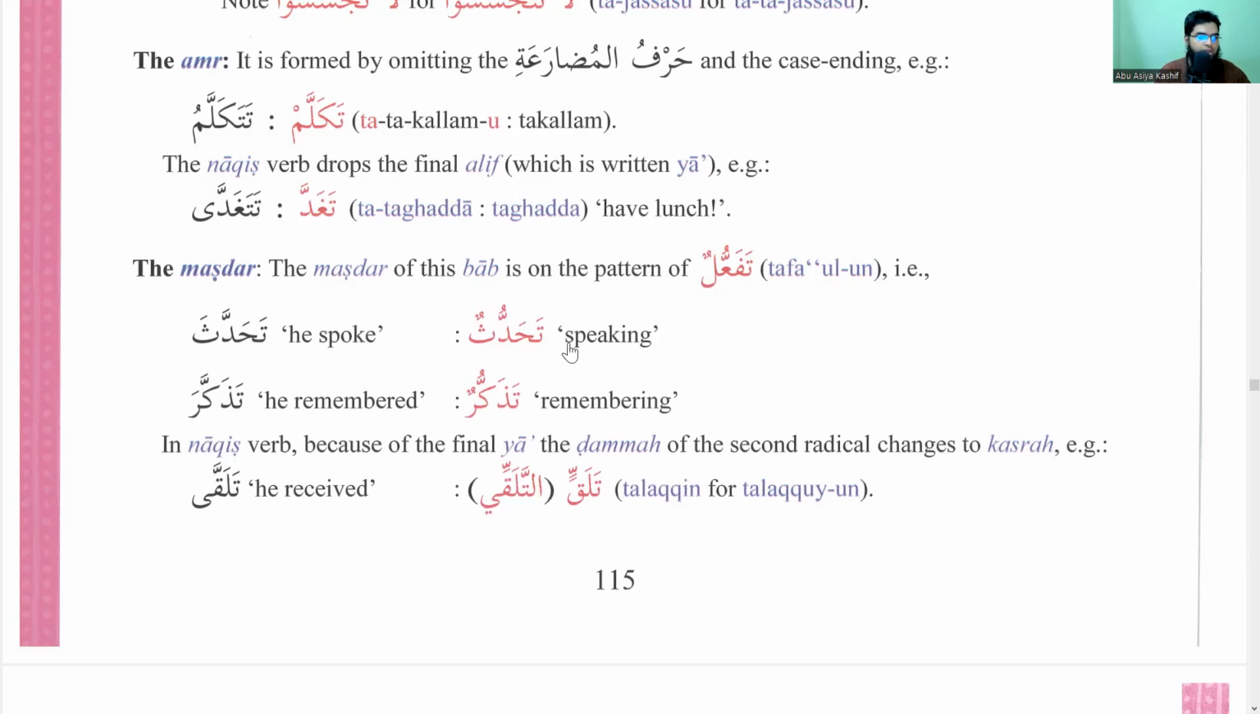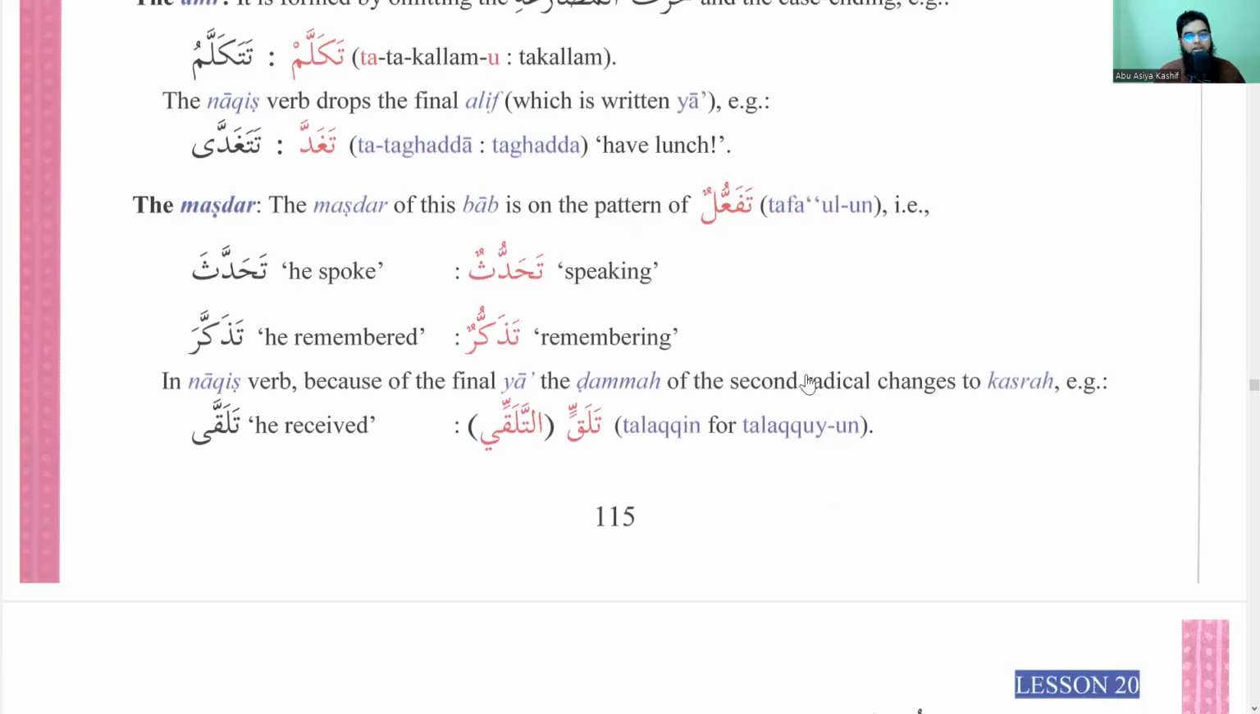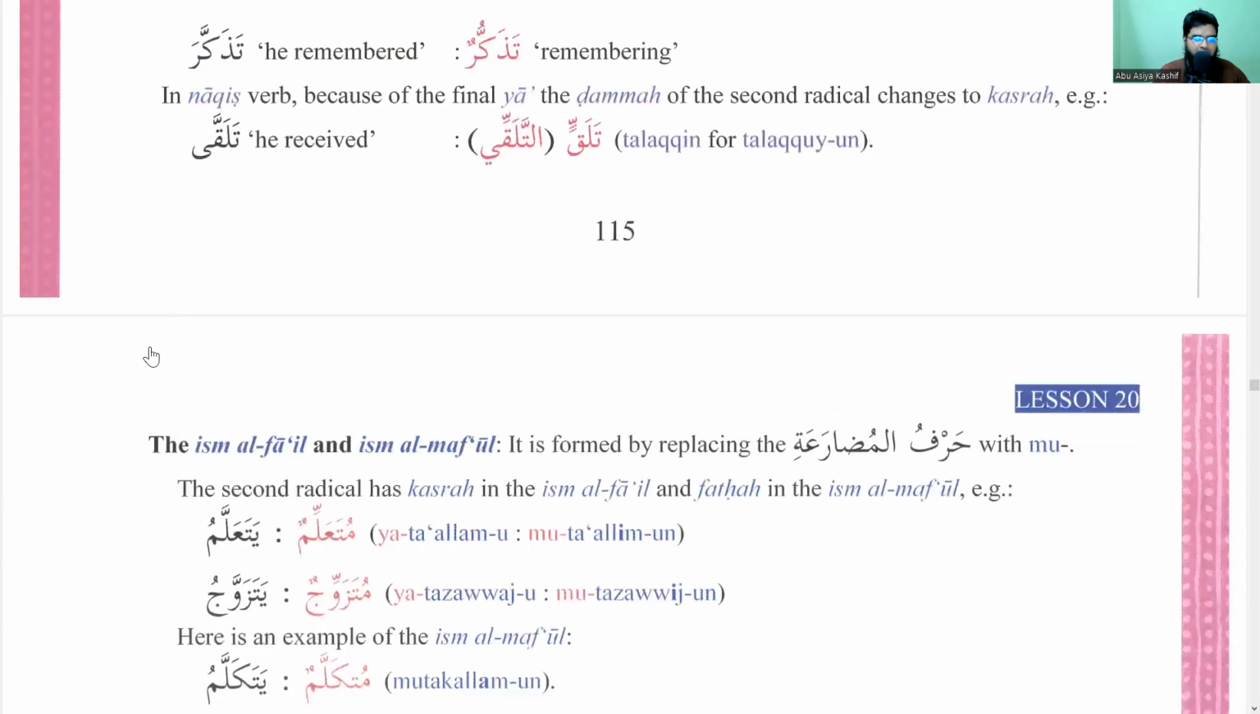Tahaddatha, the masdar is tahaddmuth, speech, speaking. Tadhakkara, he remembered. Tadhakkur, remembering. Tadhakkara, yatadhakkaru. The naqis, you drop the ya. So talaqqa, it'll become talaqqin, because it literally was talaqquyun and the ya was dropped and all those changes. So it becomes talaqqin. You make it manqus. Naqis is always problematic. Huh? The masdar is always weird because the ya runs away.